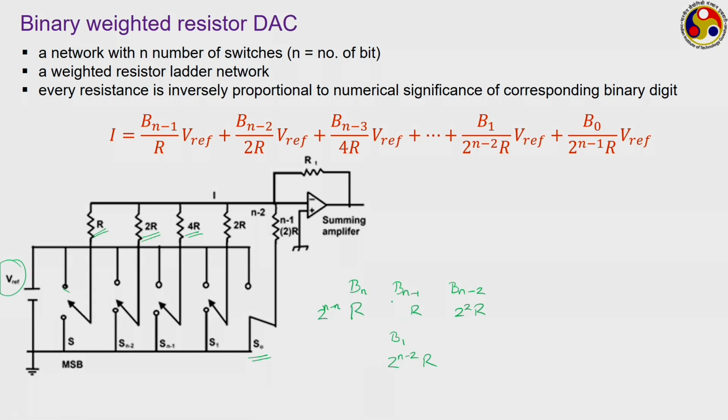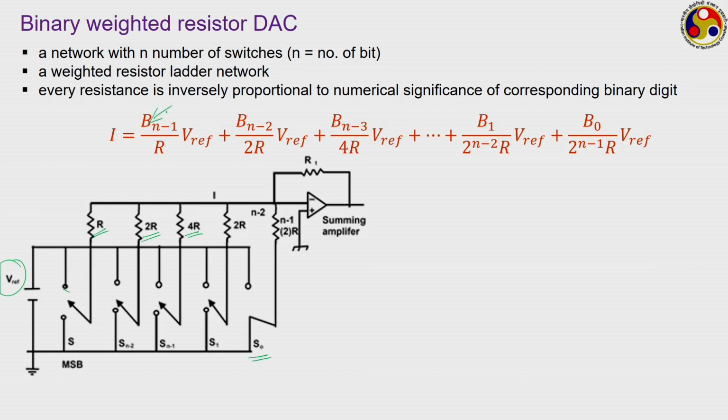Similarly, we can write this to be 2 to the power n minus 1, and the same we are writing for all of them, and the final one. So, this way you can keep on writing the resistors for all of them. This is what we have here. So, the total current flowing through this entire circuit should depend on the reference voltage divided by the corresponding R and the value of the switches.